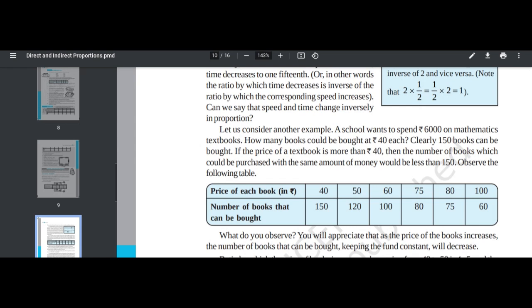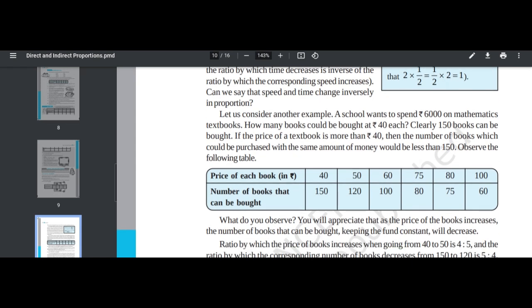The number of books which could be purchased with the same amount of money would be less than 150. Observe the following table. Price of each book: the price of one book is 40, 50, 60, 75, 80 and 100, and the number of books that can be bought. At a price of 40, they bought 150 books. If the price increases, the number of books decreases. If they have to buy 120 books, then they have to pay 50 rupees each. Because the quantity of books is less, the price is higher.